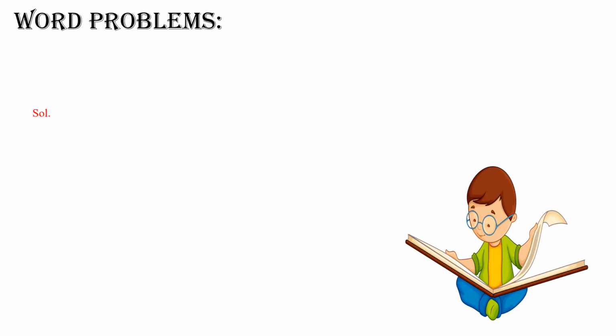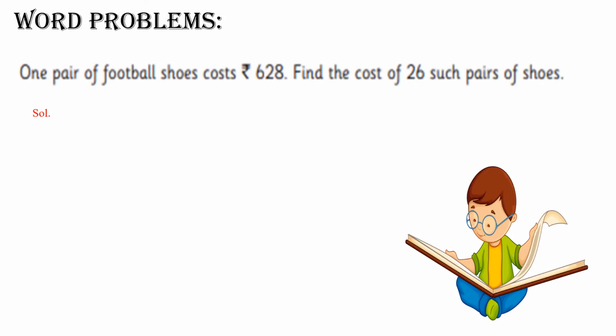Let us see one word problem. One pair of football shoes costs rupees 628. Find the cost of 26 such pairs of shoes. So cost of one pair of shoes is 628. We need to find the cost of 26 such shoes. So we will first write the statements. Cost of one pair of shoes is 628. So cost of 26 such pairs is 628 into 26. We are supposed to multiply 628 into 26.